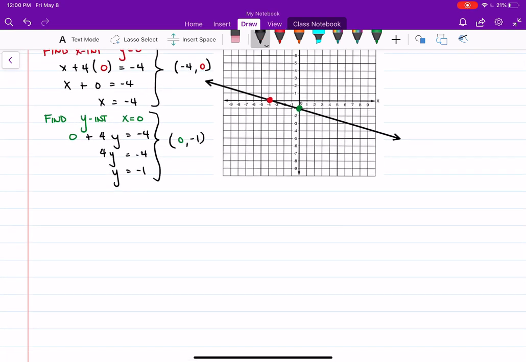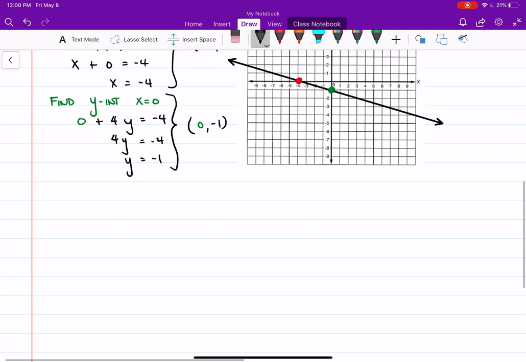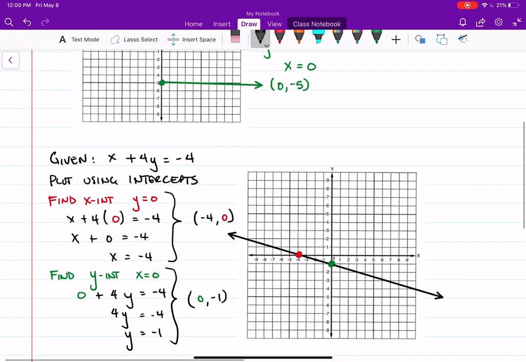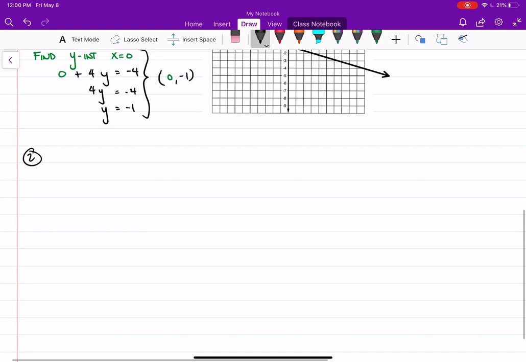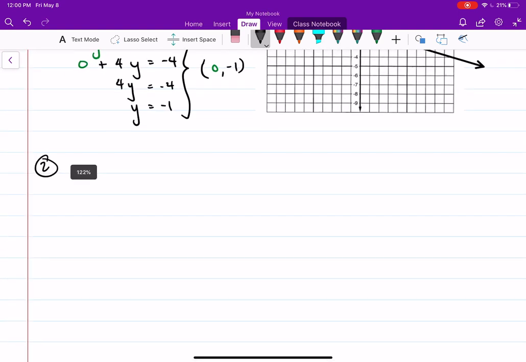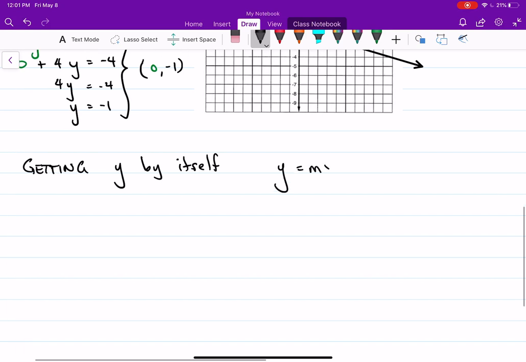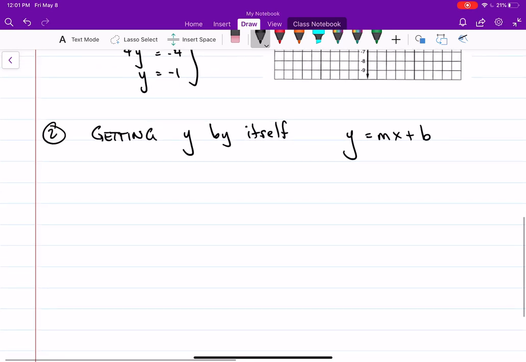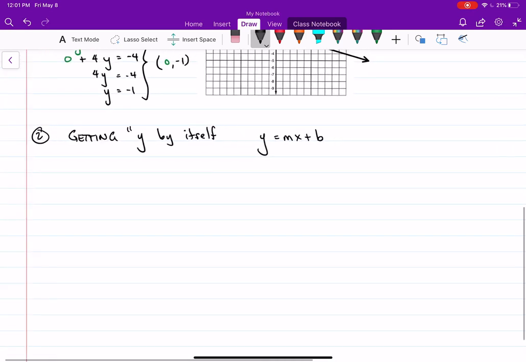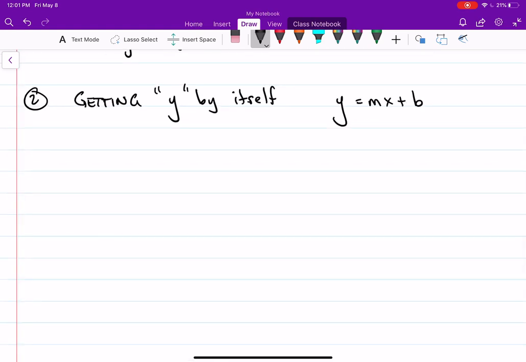What's the second method? Well, the second method is basically getting y by itself so that you have y equals mx plus b. Okay, so if you get y by itself, you get y equals mx plus b. So what is y equals mx plus b? So y is equal to mx plus b.